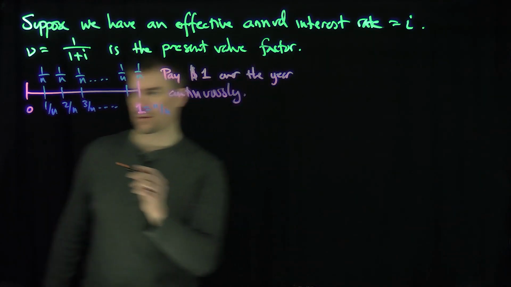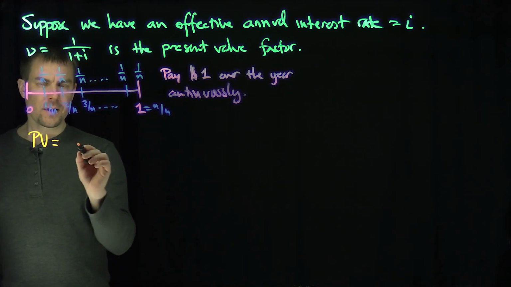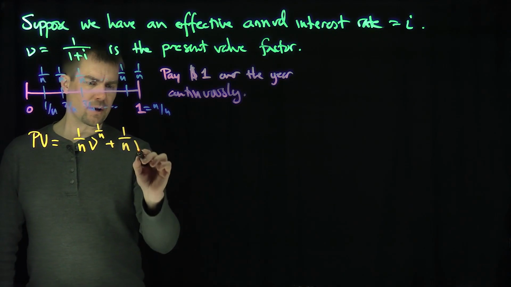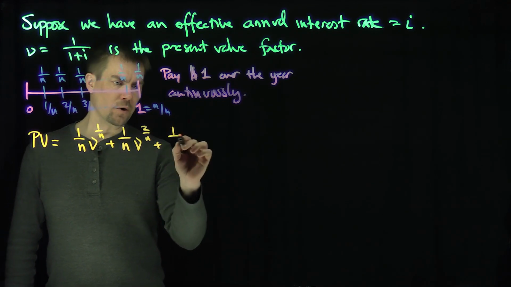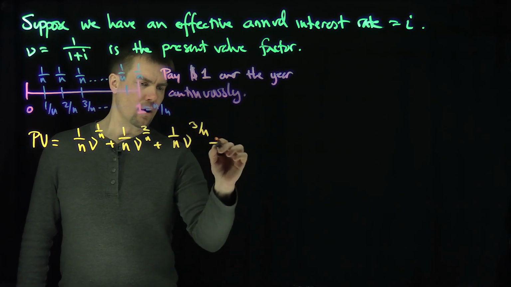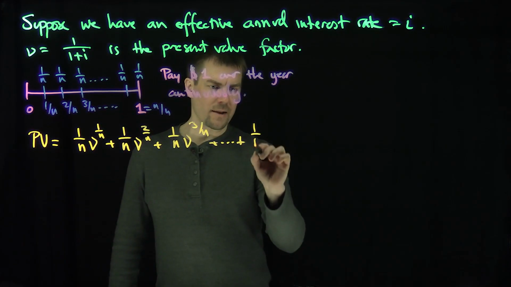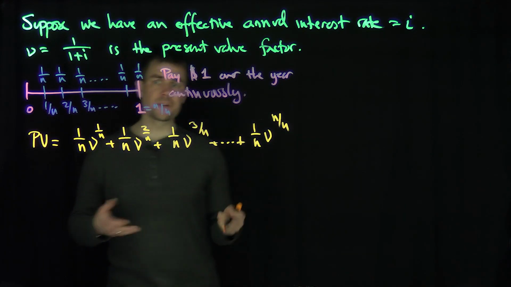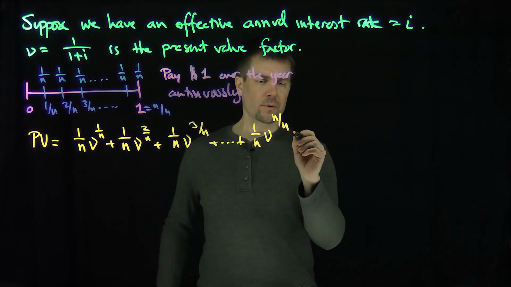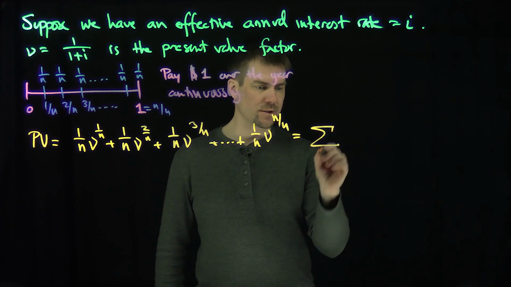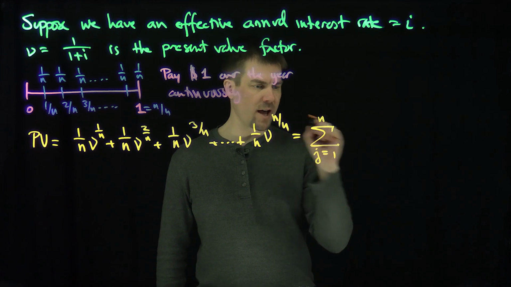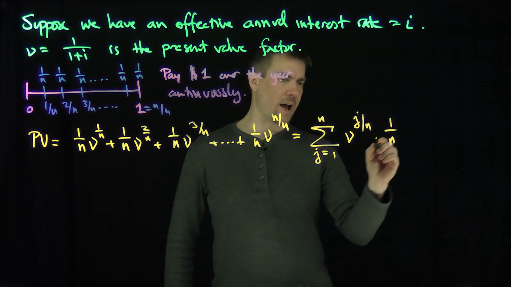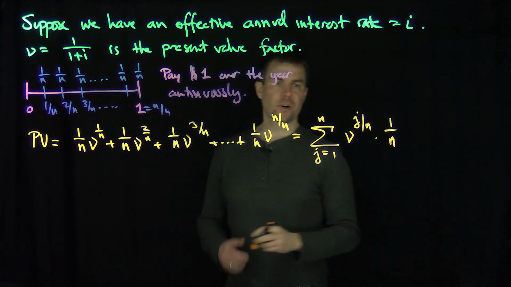So what's the present value of this stream? The present value of this stream is going to be 1 over n nu to the 1 over n plus 1 over n nu to the 2 over n plus 1 over n nu to the 3 over n, all the way down to 1 over n nu to the n over n, okay? Now notice that they each have a factor of 1 over n. So I'm going to write this in sigma notation. This is the sum, j goes from 1 to n, of nu to the j over n times 1 over n. So that's exactly the expression we have over here.